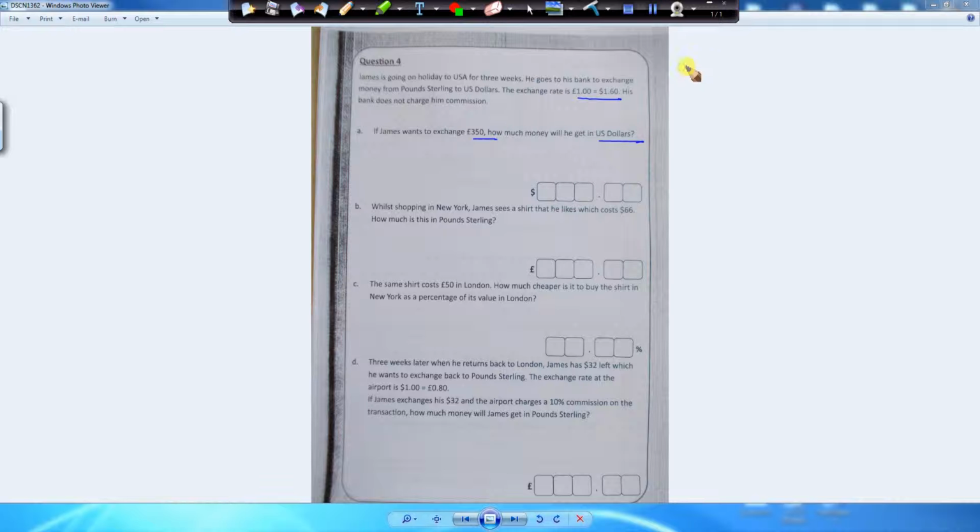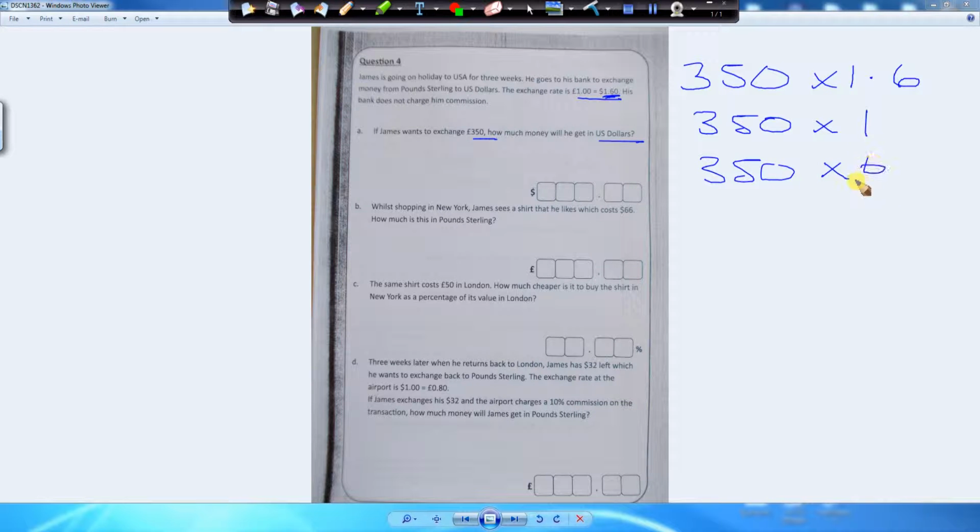So what do we do? So we do 350 multiplied by 1.6. Okay? Which is like saying 350 times 1 add 350 times 0.6. What's 0.6 as a fraction? 6 tenths. 0.6 is 6 tenths. Yeah? What's 350 times 1? 350. Okay. Let's do 350 times 6 tenths.